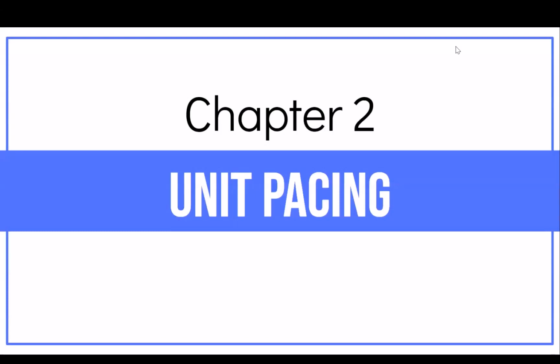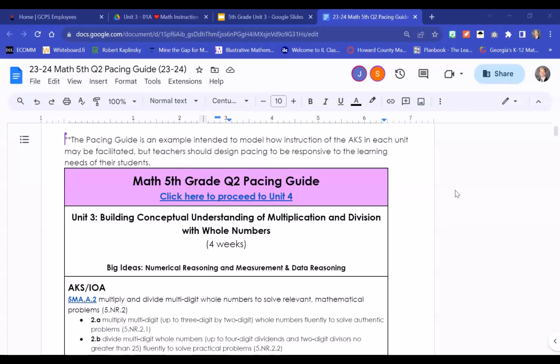The pacing guide is an example intended to model how instruction of the AKS IOAs in each unit may be facilitated. The teacher should design pacing to be responsive to the learning needs of your students. Unit 3 has a suggested pacing of about 4 weeks. There are 21 given days of instruction on the pacing guide, including the Unit 3 assessment.